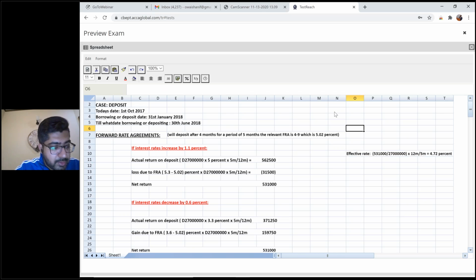You need to write this effective rate, and the proof is that both options, increase and decrease, give the same answer. That's the proof that your working is right: 531 net return over borrowed or deposit amount, into 12 over 5 months. Okay, my FRA technique is over. If you have any questions, you can ask, and then you can copy, and we will move towards the next question, next technique.